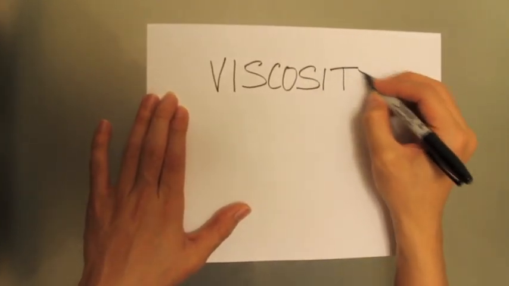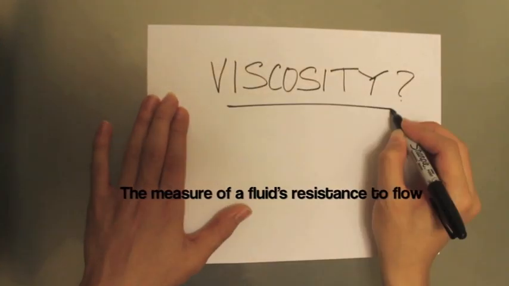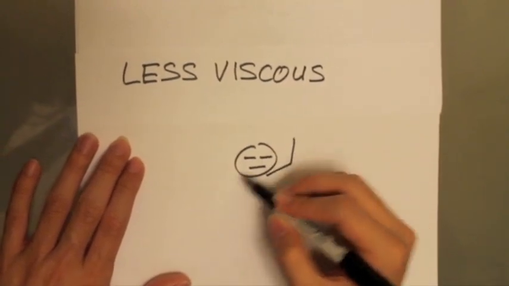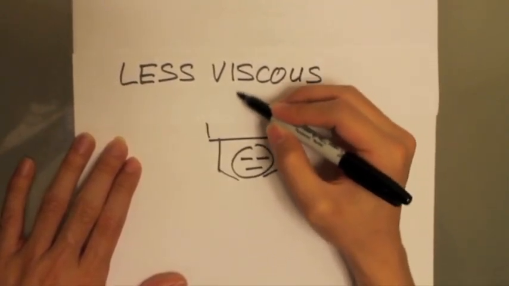Viscosity is a measure of a fluid's resistance to flow. This means that some fluids will flow faster than others. If a fluid is less viscous, it is more able to flow.